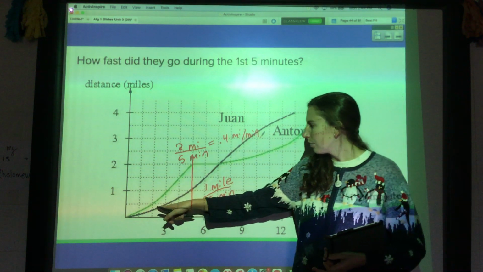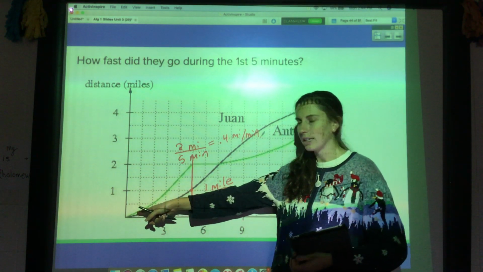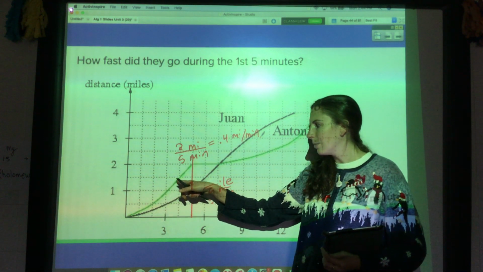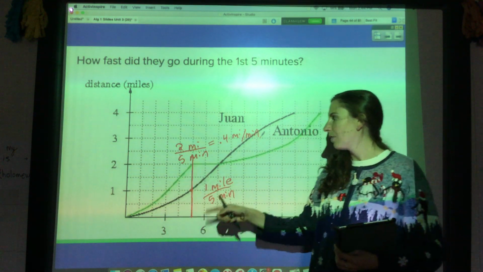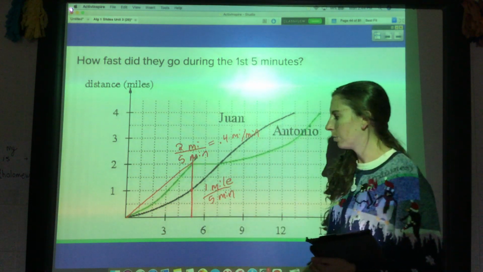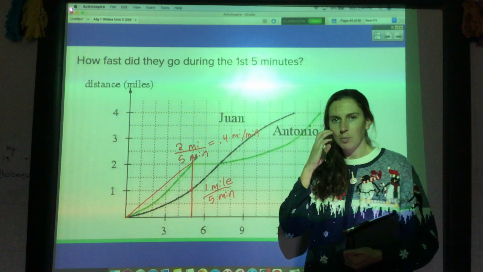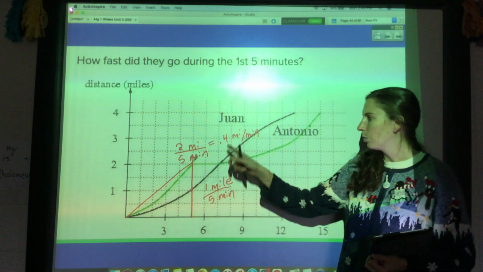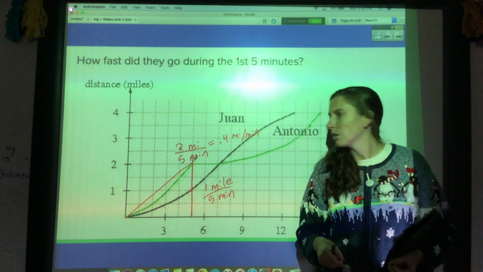Juan started off, let's do Antonio. Antonio started off not going super steep, but then it got steeper as we went. If I was doing 0.4 the whole time, it would have been a straight line right there. It would have been a steady speed. But he started off a little slower and then ended a little faster, and the average was about 0.4 miles per minute.